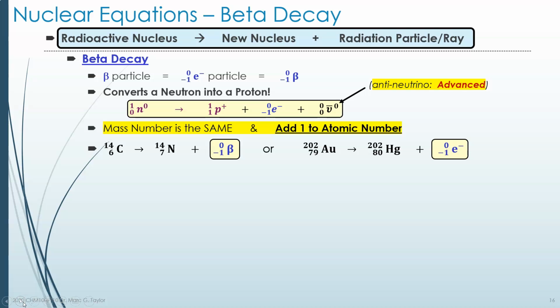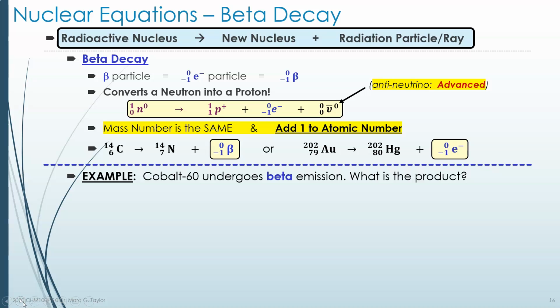And the same thing happens in the second reaction where we have gold-202 decays to mercury-202. Mercury has an atomic number of 80. It's the next one on the periodic table. So you would just find what number 80 is. You would see it's mercury in that case. And you have your beta particle. And you'll notice I've written the beta particle in 2 different ways.